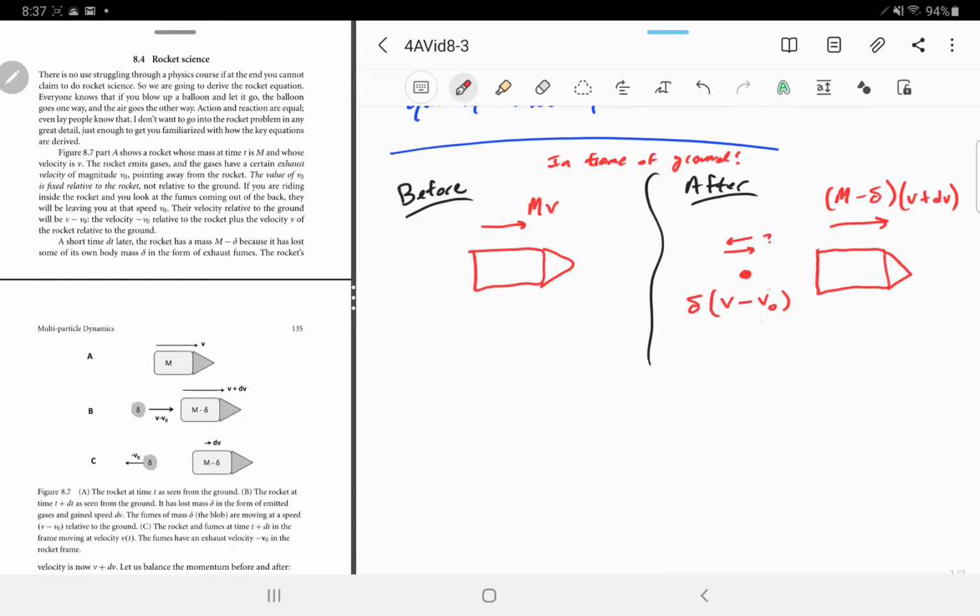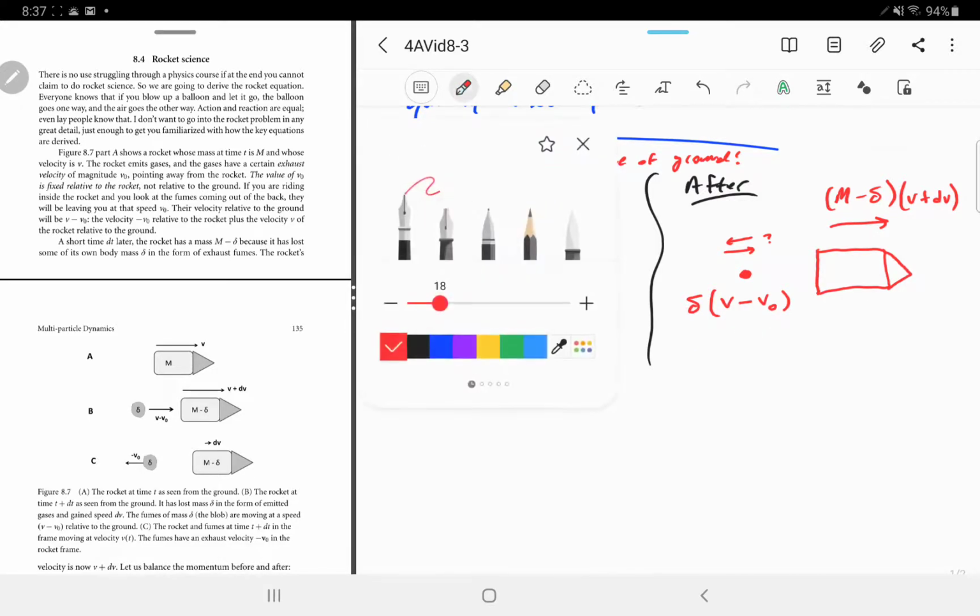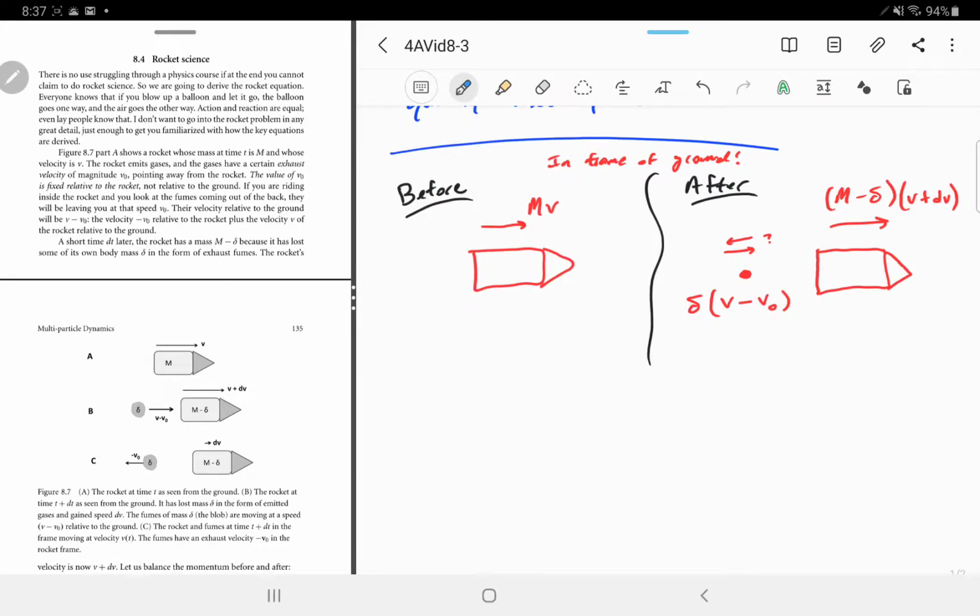Either way, though, it's ejected to the left relative to the rocket and boosts the rocket to the right, regardless of the final velocity in the frame of the ground. So connecting this with your textbook, this picture on the left is the before picture in the frame of the ground.